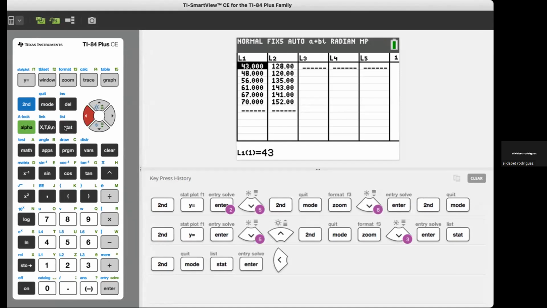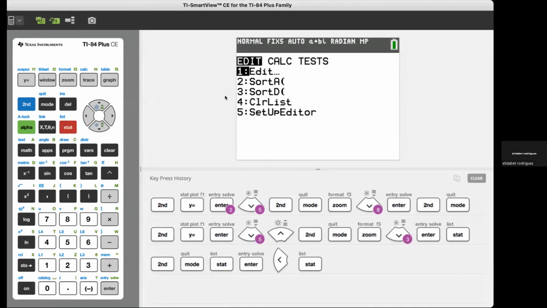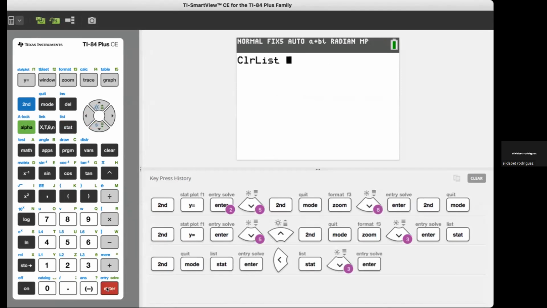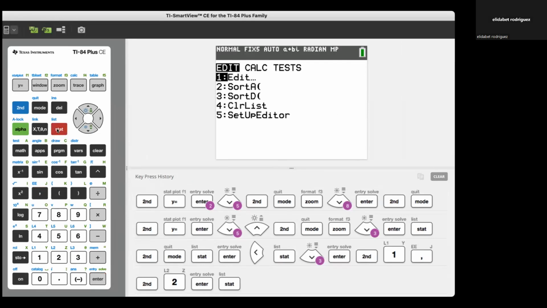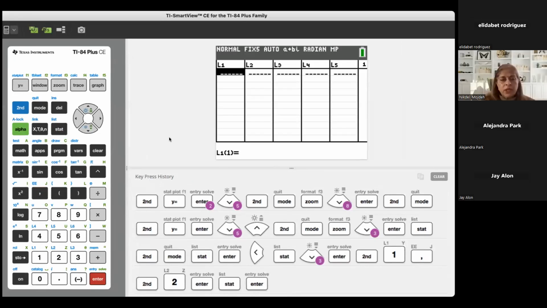I'm clicking the stat key again, then I'm going to highlight number 4 under edit, ClrList. I click enter, clear list, then it's blinking, so I have to enter my list. Second one gives me list 1, comma, then list 2. Then I press enter, and it says done. So I cleared all the numbers under list 1 and list 2. So stat, edit.